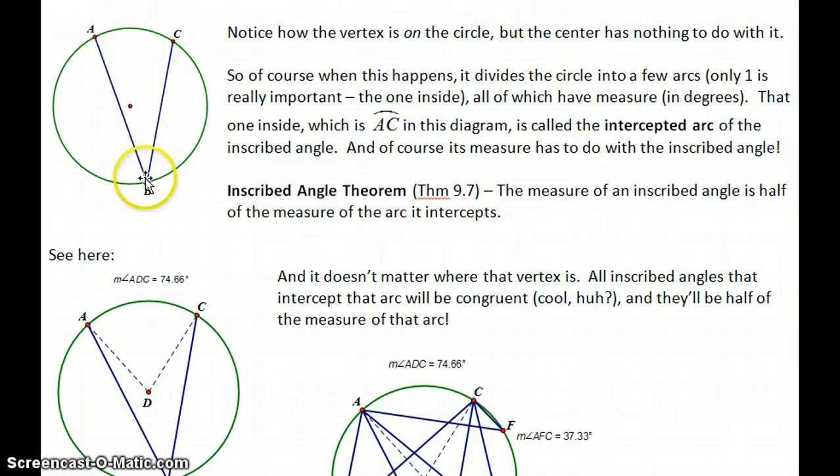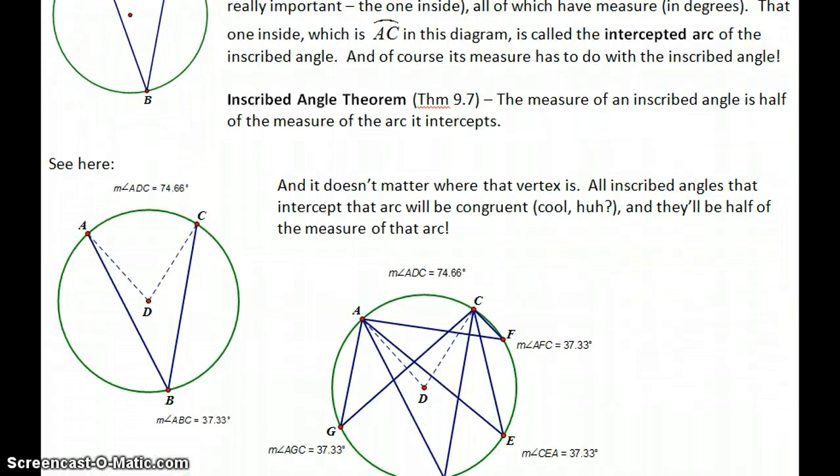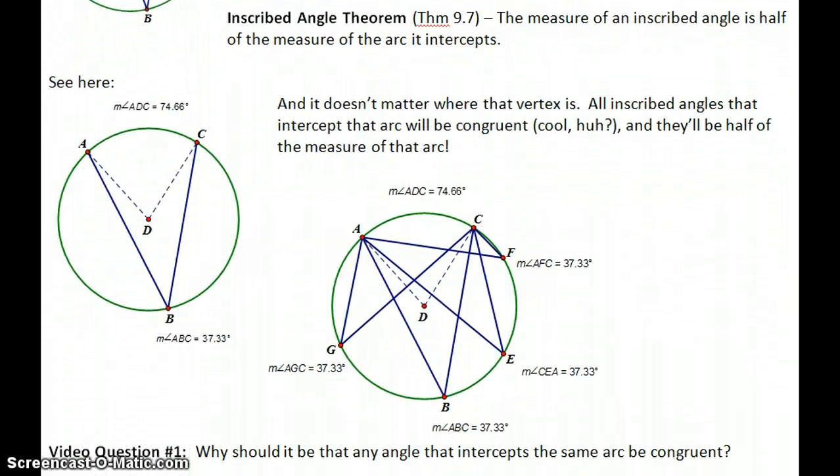This arc AC has a lot to do with angle B. In fact, what it has to do with angle B is that the measure of that angle down here at B is half of this angle in here at D.